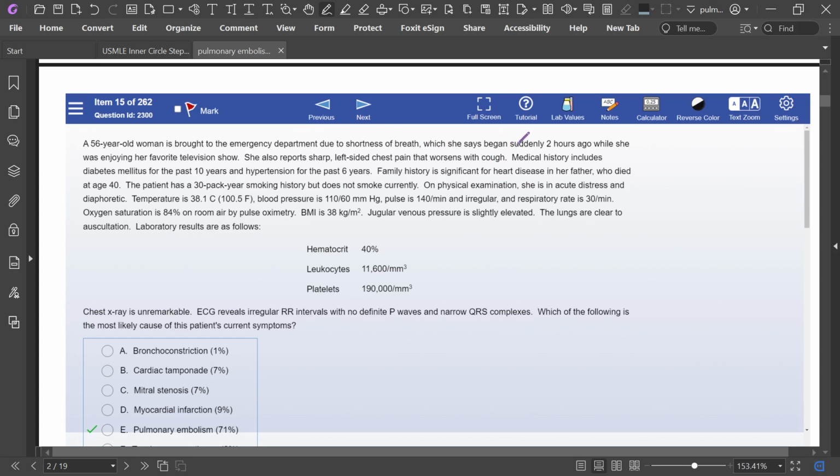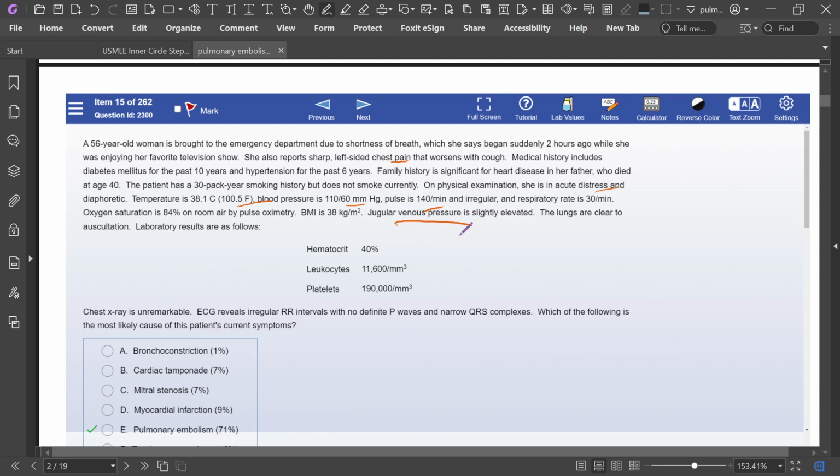Okay, now this question, look here. Sudden severe shortness of breath. It began suddenly 2 hours ago while she was enjoying her favorite television show. She also reports left-sided chest pain, worse with cough. There is acute distress, a high fever, a bit low blood pressure, hypotension, tachycardia, and an irregular pulse. Atrial fibrillation can cause an irregular pulse.